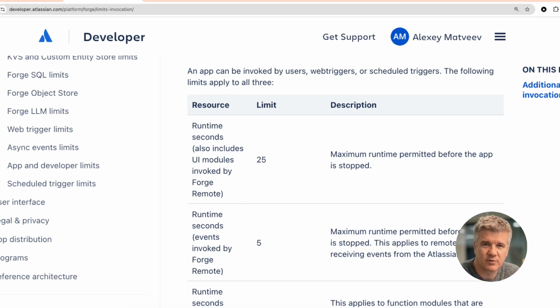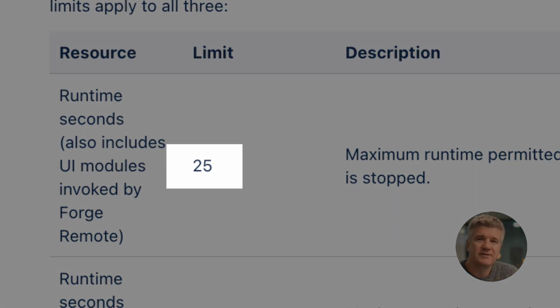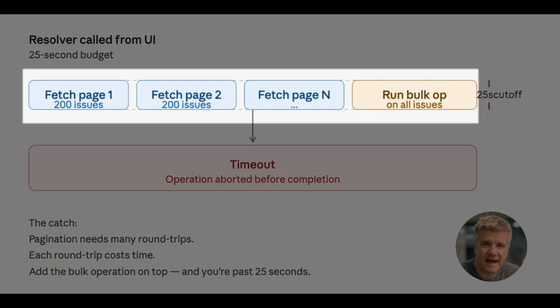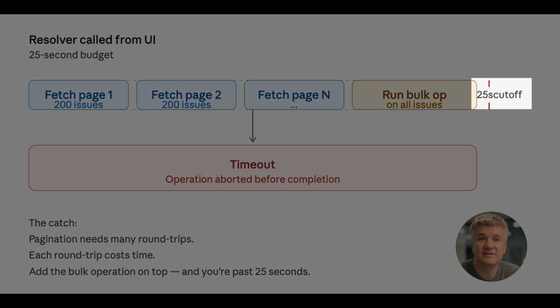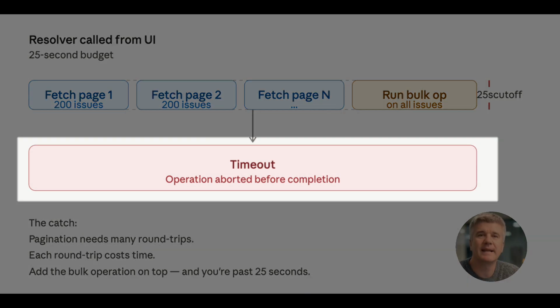But there's a catch. When a resolver is called from the UI, Forge gives it 25 seconds to complete. And fetching thousands of issues plus running a bulk operation on them, that's not going to fit in 25 seconds. So straight pagination would eventually hit that limit and time out.